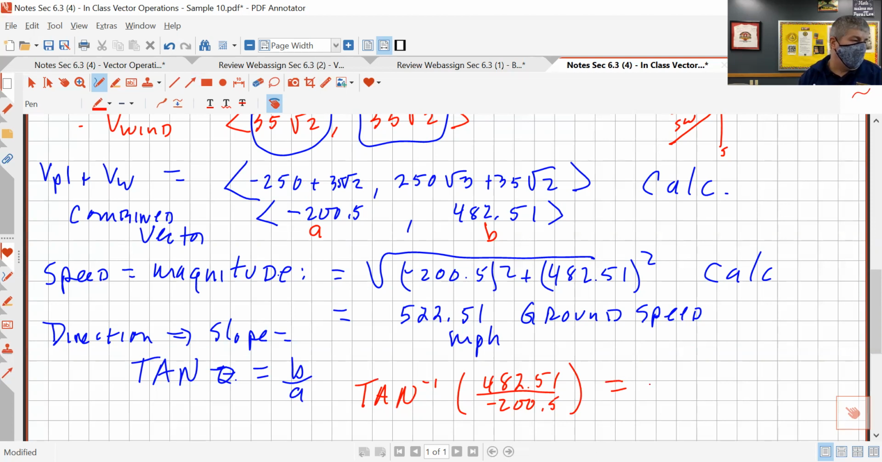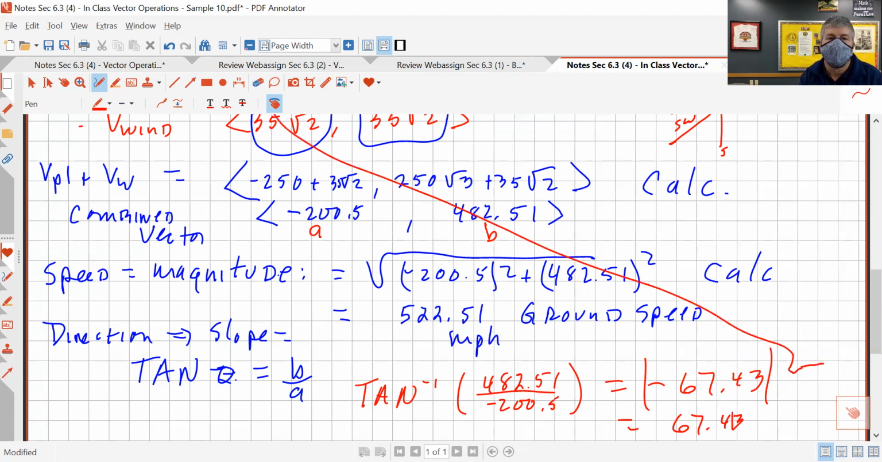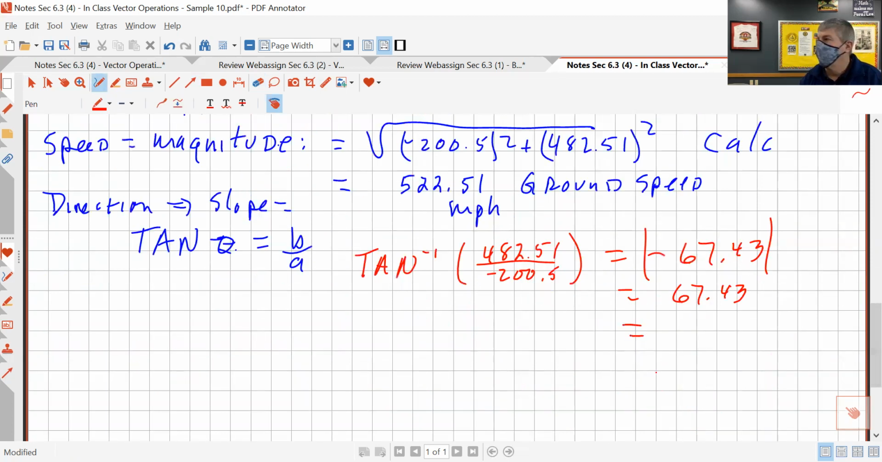And it spits out negative 67.43. Oh, I know what I didn't talk about today. Take the absolute value of that. We get 67.43. Erase the crazy red line. Edit that out of the video later on.